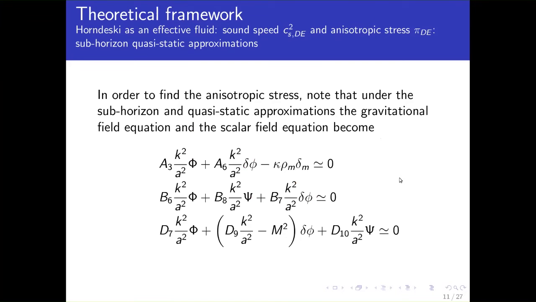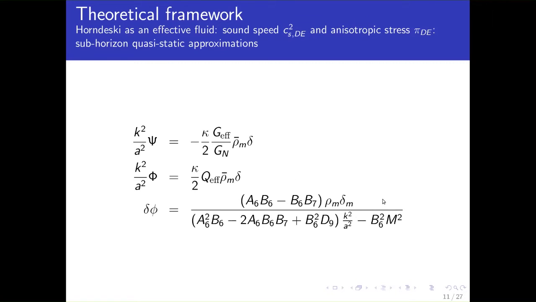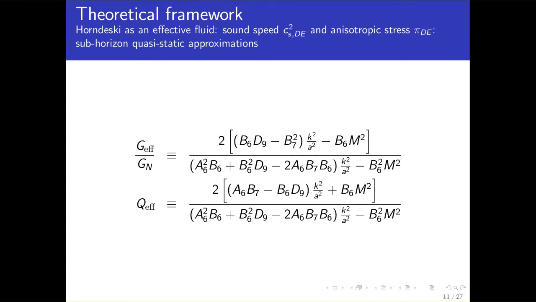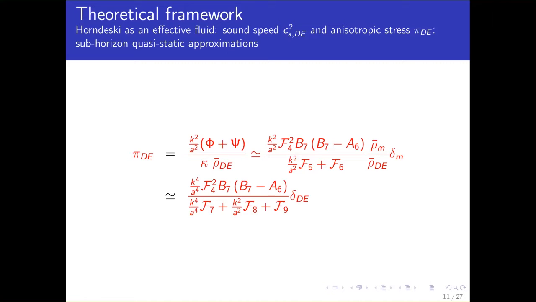And we are just missing the anisotropic stress, which we can get again easily from the gravitational and the scalar field equation. We applied this subhorizon quasi-static approximation. So we have these equations and we solve for the potentials and the perturbation of the scalar field, so that we can have this, and we can also find expressions for the effective Newtonian constant. And finally, we get the expression we needed for the anisotropic stress for these fairly general models, right?